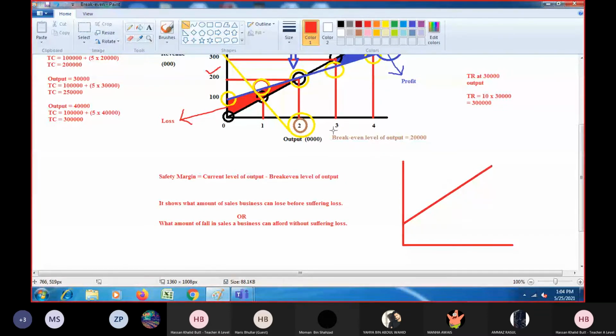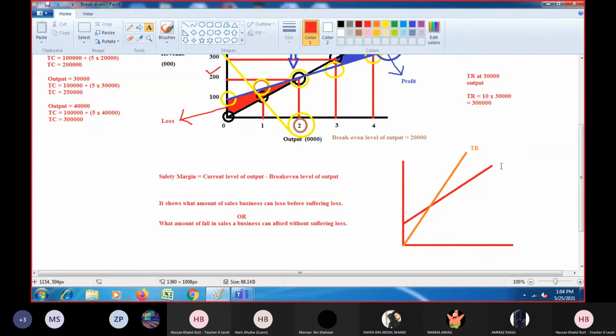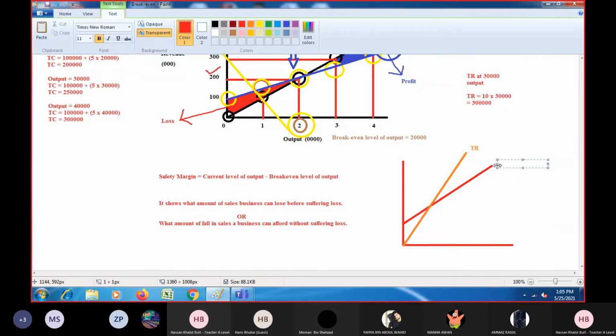You know, it never starts from zero, and let's say this is the total revenue curve, which always starts from zero, because if there is no output, there will be no sales at all. Now these are the two curves. This is total revenue, right? And this is the total cost curve.